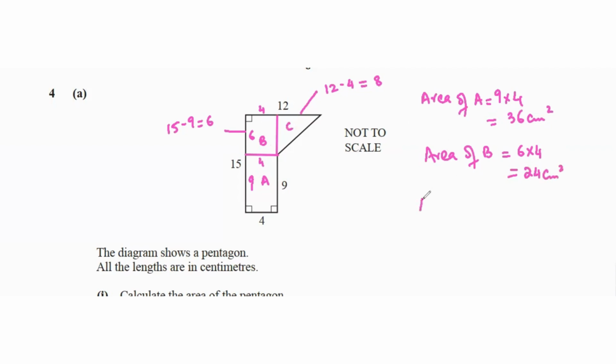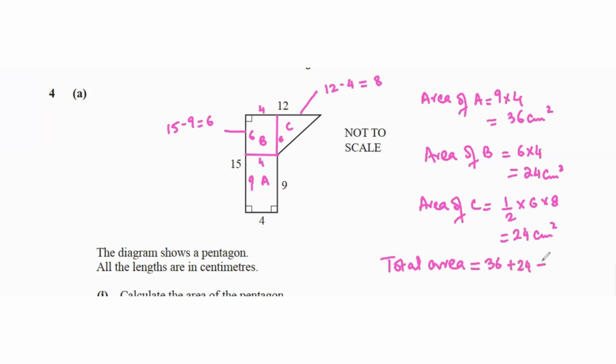And then this is C. Area of C is going to be 1 over 2 times the base, which is 6 again, times the height, which is 8. So that is going to be 24 centimeters square. So now total area of the pentagon is 36 plus 24 plus 24, which is going to equal 84 centimeters square.